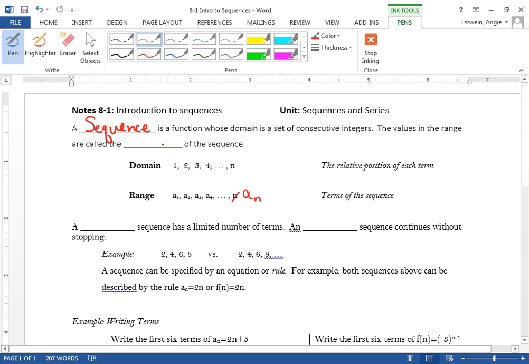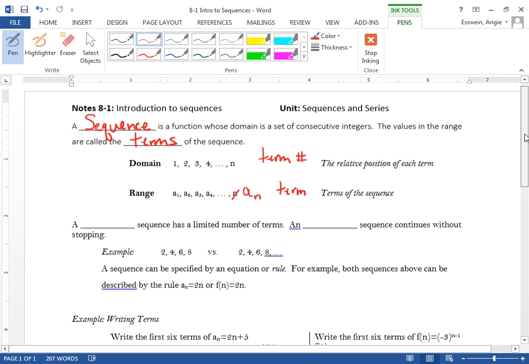So the values in the range are called the terms of the sequence, terms. So we have the domain is the term number, and this is the actual term. So this is like the term number, and this is the actual term. That would be the most concise way to say it.